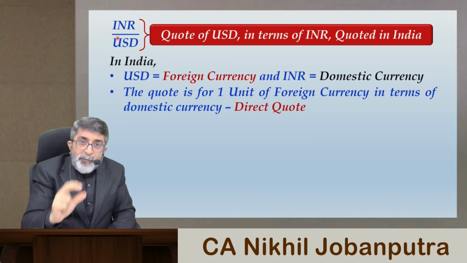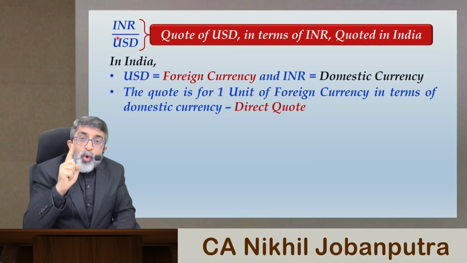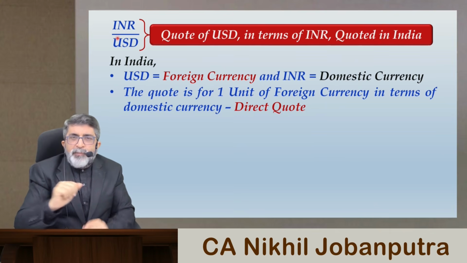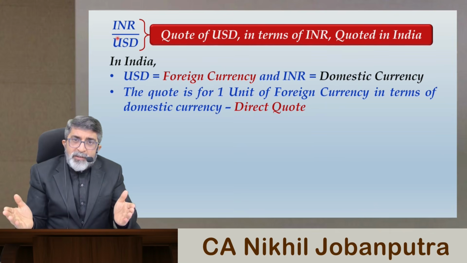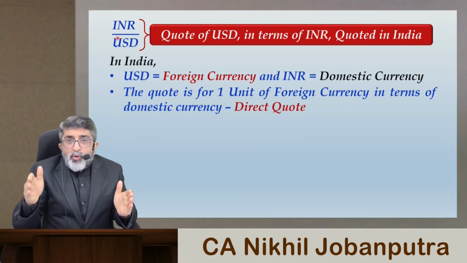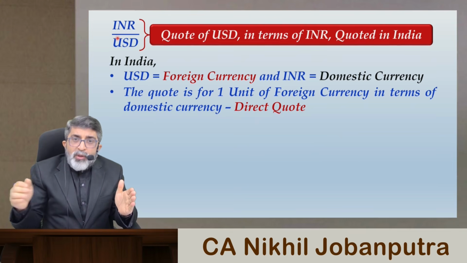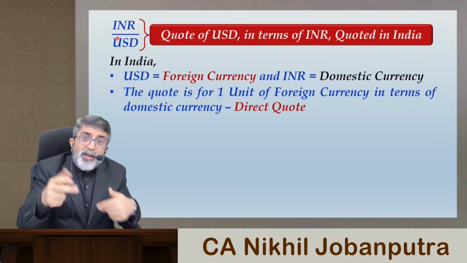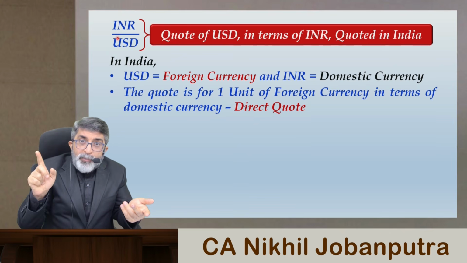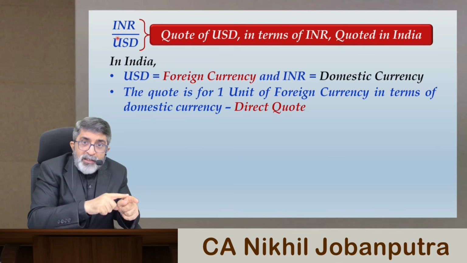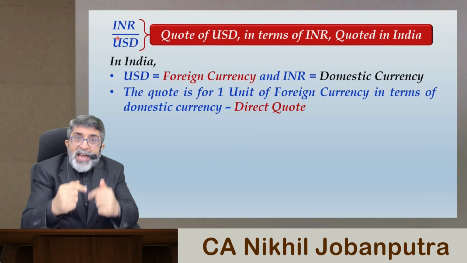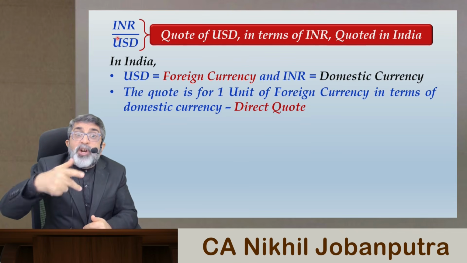So if USD is the foreign currency, it is a quote of 1 unit of foreign currency expressed in terms of domestic currency. Now I am asking you a question. If USD 1 equals INR 95.20, how much will be INR 1 in terms of USD? Because for an entity in the USA, INR will be a foreign currency and USD will be the local or domestic currency, correct? They will have the exchange rate quotation inverted.